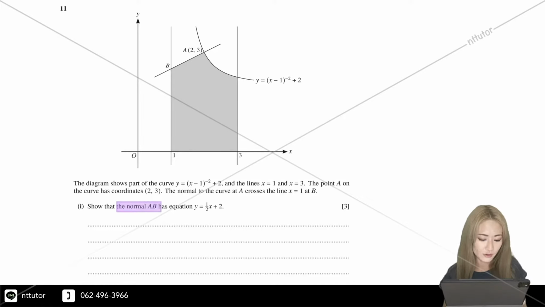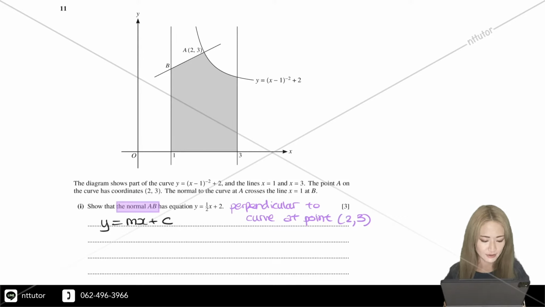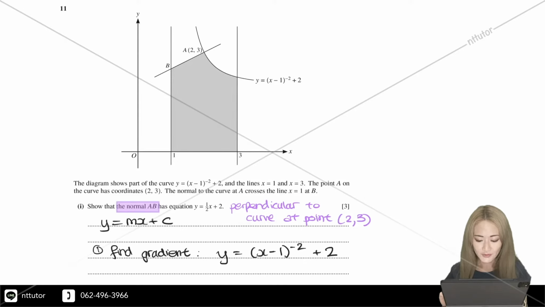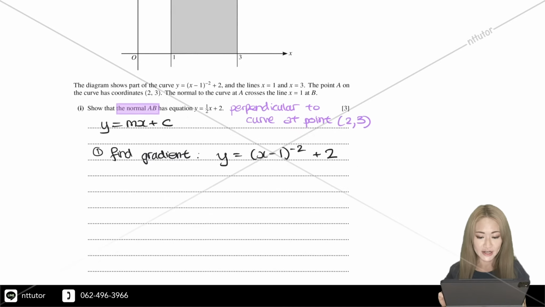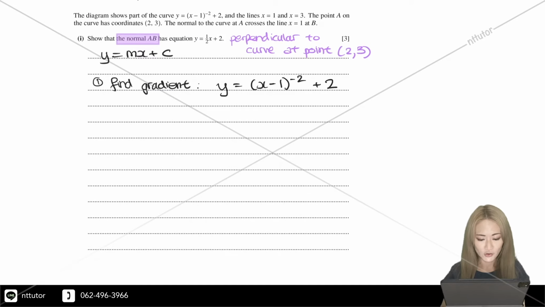So a normal is perpendicular to the curve at the point. So it will be perpendicular to the curve at the point (2, 3). A normal is a straight line, so all straight lines are in the form y equals mx plus c. So the first step is to find the gradient. Since it's perpendicular to the curve at that point, we can find the gradient of the curve at that point by first differentiating, or finding dy over dx.